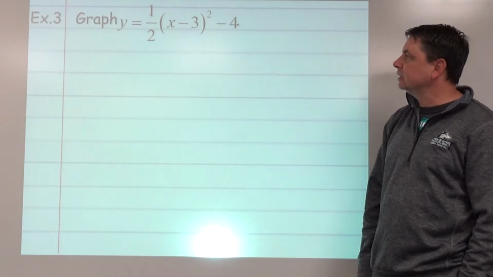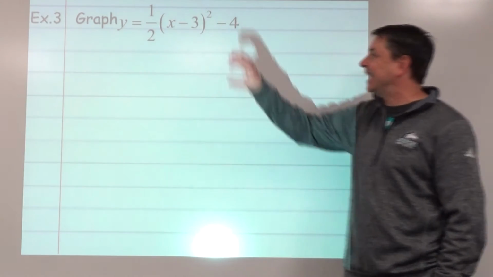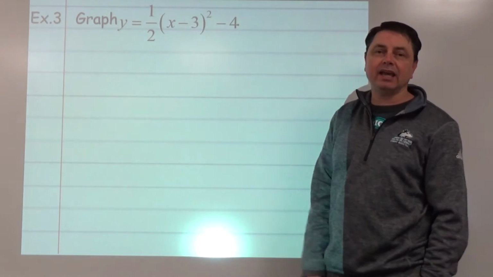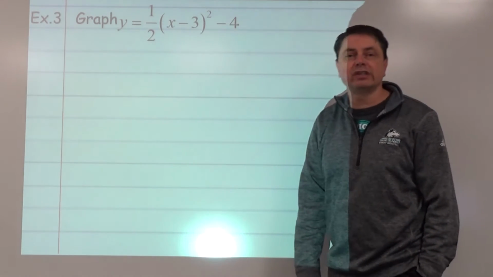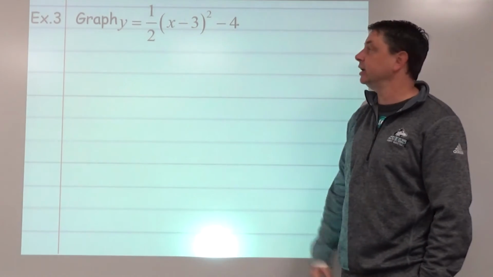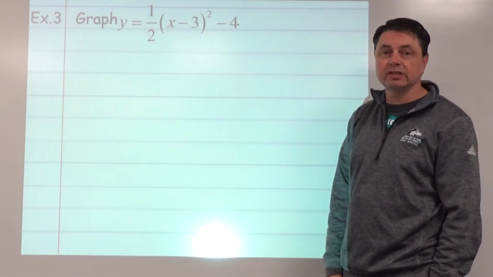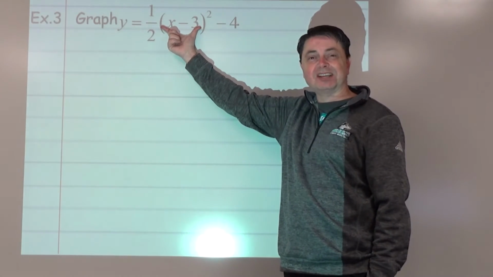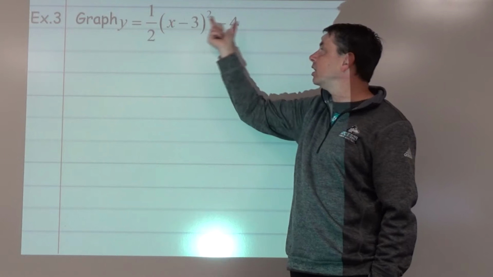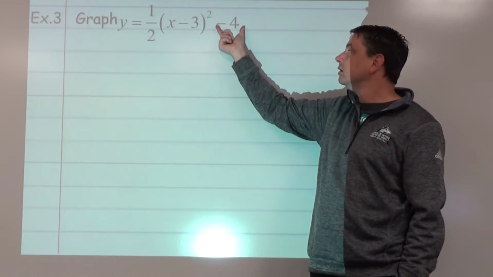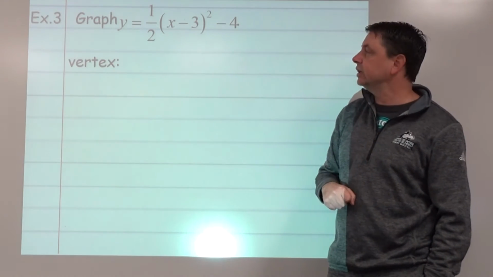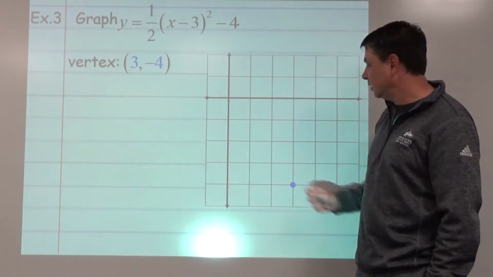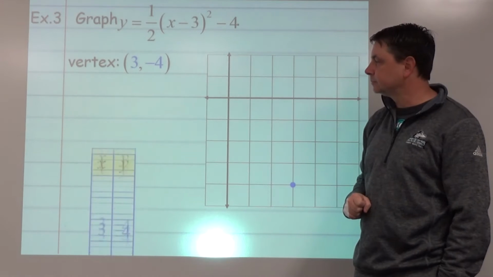Example number 3, graph y equals a times x minus h squared plus k. So this one's in vertex form, the easiest in my opinion, because it's telling us the vertex. X coordinate, y coordinate. Think opposite inside the parentheses with x. 3, what you see is what you get, negative 4. Vertex, 3, negative 4. For our table, that's our middle x and y. We can immediately plot that point.